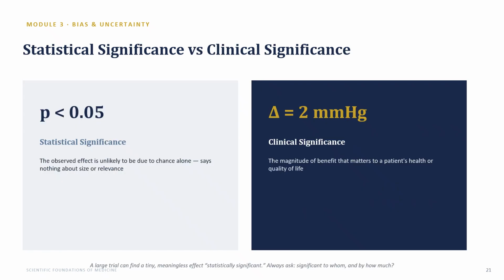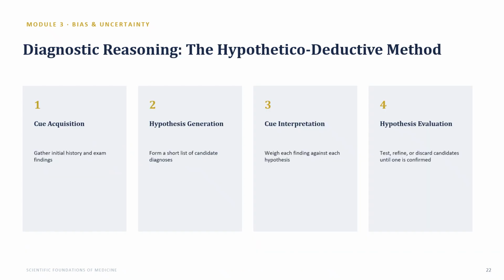Statistical significance indicates that a result is unlikely due to chance, while clinical significance considers whether the result meaningfully improves patient health or not. So P is greater than 0.05. This value should be remembered.